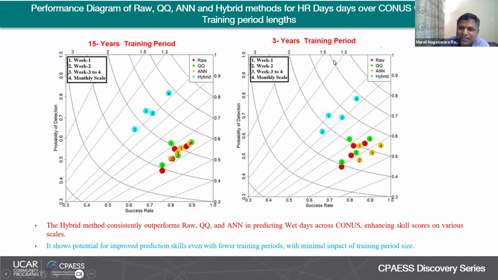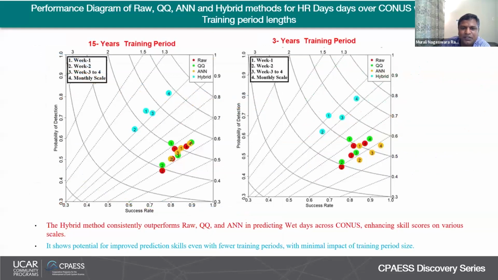This is the 3 years training period, and the training period impact is more in the ANN and Quantile-Mapping methods. But even when compared with the raw model product, even the 3 years training period is bringing out a lot. The skill is improved a lot. But as compared to the 15 years, it is slightly less. But the big improvement is there.